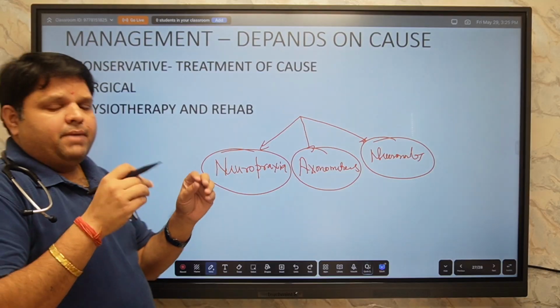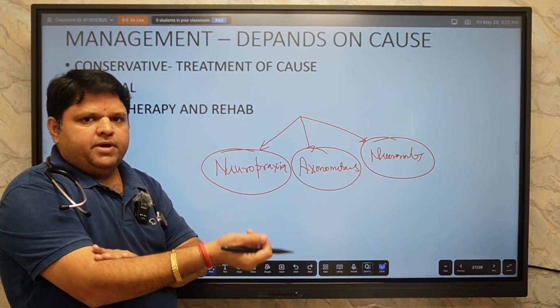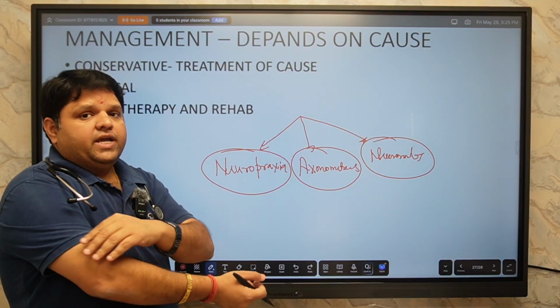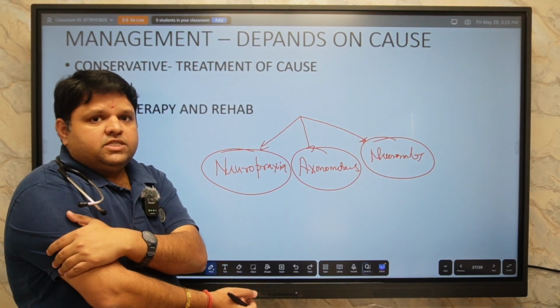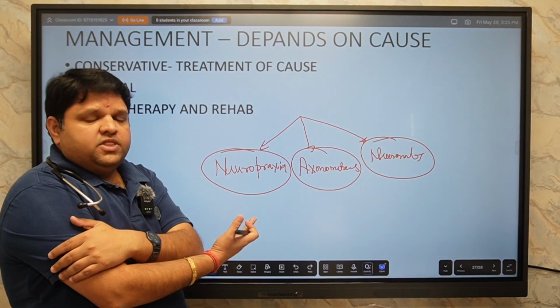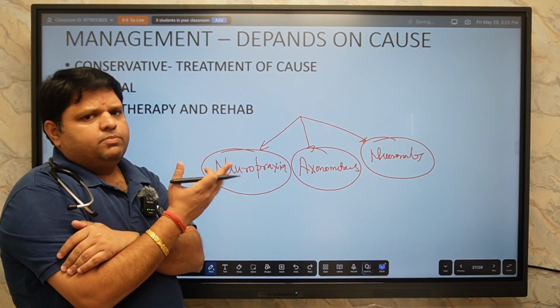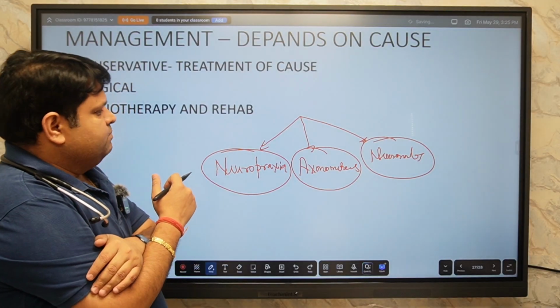Neuropraxia is basically a mild type of nerve injury, maybe due to stretching of the limb or mild compression due to abnormal posture, like in the case of Saturday night palsy. That is a type of neuropraxia. This usually recovers by itself and no treatment is usually required. Sometimes mild symptomatic treatment is required.